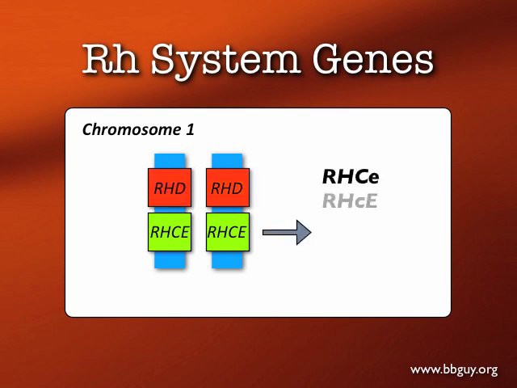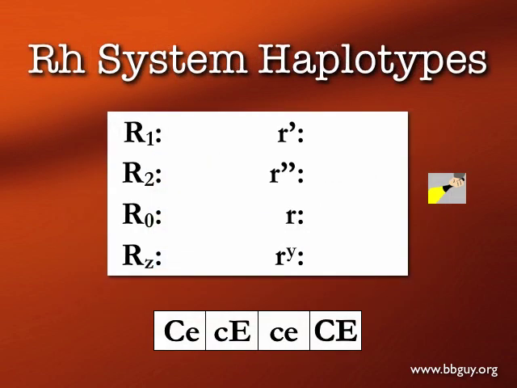RhCE, on the other hand, I just want to show you real quickly, it codes for different combinations of big C and little c, such as the combination big C, little e, little c, big E, little c, little e, big C, big E, for example. And again, we're not going to take the time to go over those today. I do want to mention the haplotypes for you, the shorthand combinations of big D, big and little c, big and little e, that you're just expected to know in blood banking. We've gone over these before in a previous lecture, so I'll be really quick.